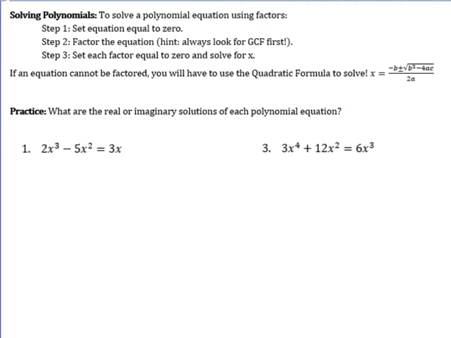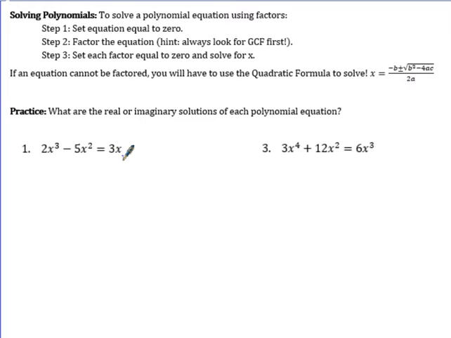Okay, and then solving polynomials, it's going to be the same as solving quadratics back in Unit 4. Okay, we set the equation equal to 0. We're going to factor. Just make sure that you look for that GCF first. Okay, and then sometimes we'll have to factor. Sometimes we'll have to use your quadratic formula. Okay, and at the end we set everything equal to 0 and solve it.